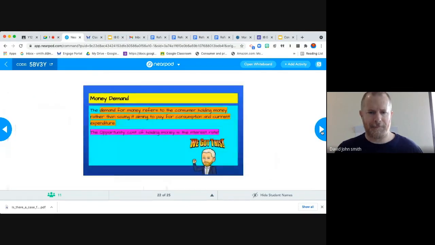Right. Now, the demand for money, what is it? Right, so it's that downward sloping curve. Now, there are a couple of aspects to this. The demand for money is the consumers holding money, not saving it, but using it to pay for their consumption and their current expenditure. So we say that the opportunity cost of holding that money is therefore the interest rate. Right? Now, there are two types of demand for money.